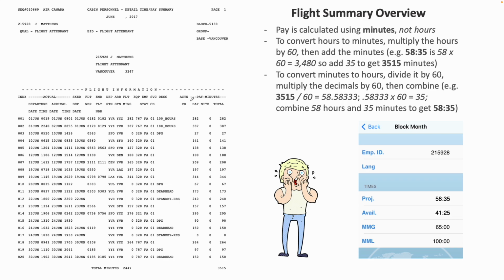The last major column in flight information is pay minutes. The best thing to do in this section is to look under total, as that is what we are paid for at the end of the day. So in this case, 282 minutes is what I was paid for that activity. And then if we go all the way to the bottom, we can see the total pay minutes for all of the activity registered in flight information.